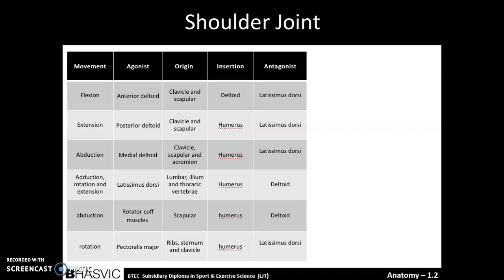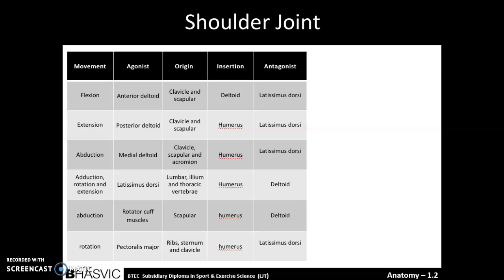When the agonist is the latissimus dorsi, the antagonist is the deltoid. The movement is adduction, rotation, and extension and flexion. This happens in the origin of the lumbar, ilium, and thoracic vertebrae, in the insertion of humerus.